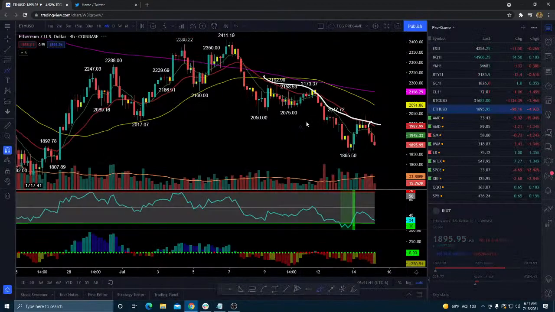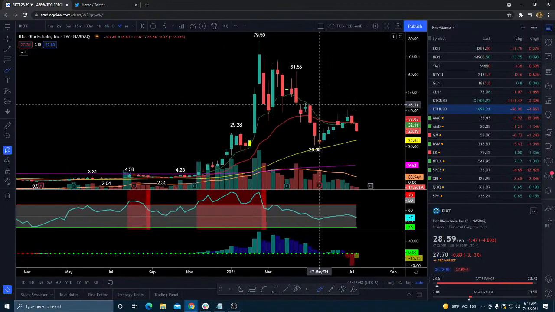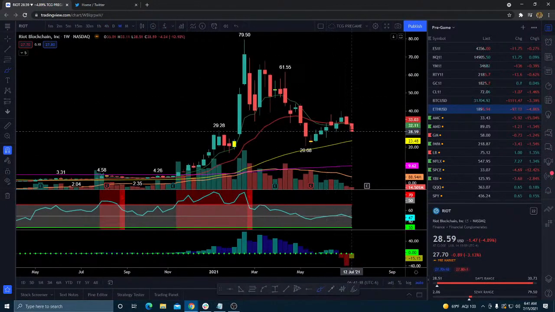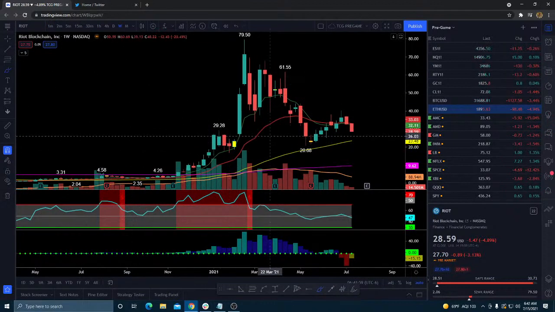That means names like Riot, which are crypto blockchain related. This one is breaking weekly support. It is breaking weekly support of 28.40 in pre-market. So we are losing that support. Next target on Riot is 20.68. My mouse is slowing down. I don't know why. So the next support, actually, sorry, is 25.29, then 20.68.